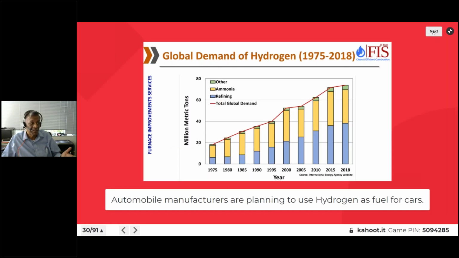And here I can show you how the hydrogen demand has gone up in the last 40 years. We are almost at 4 times. Every 10 years, the demand is doubling, actually, you can see. And there are 2 major users. We have ammonia and we have refining. If you see the chart, you will see basically the 2 major users. Others are very minor.